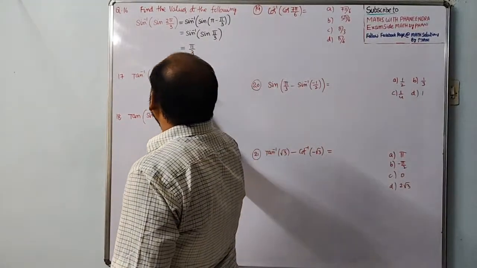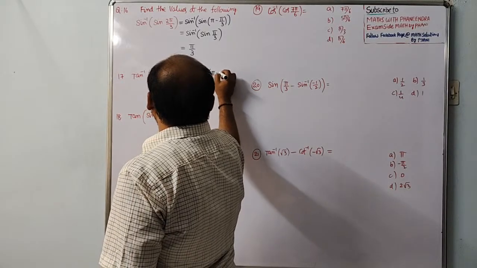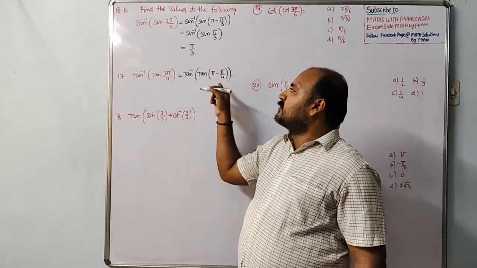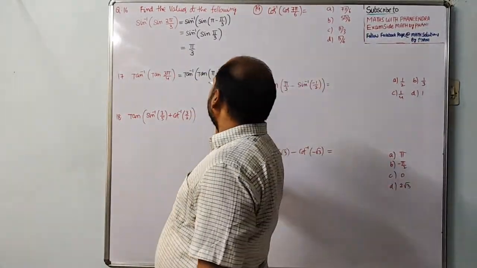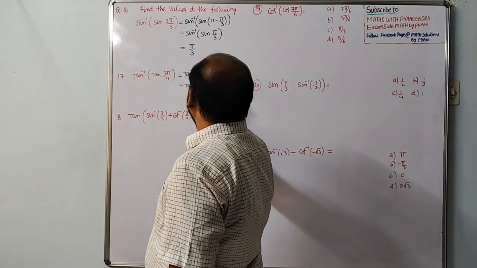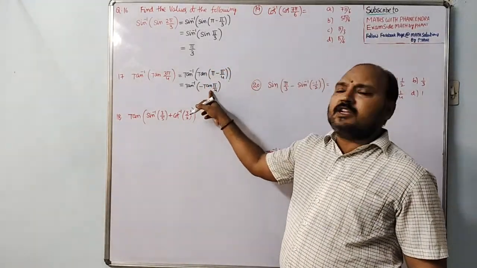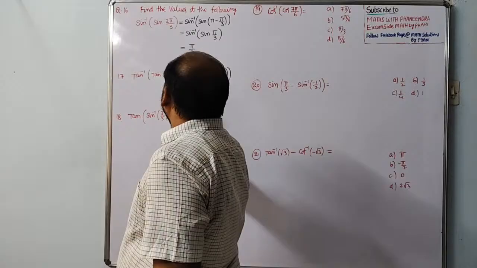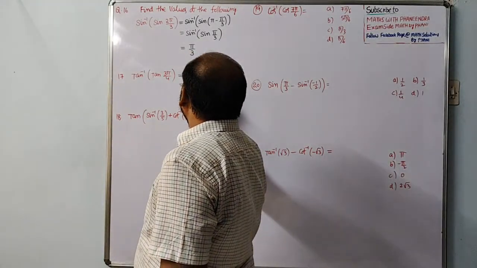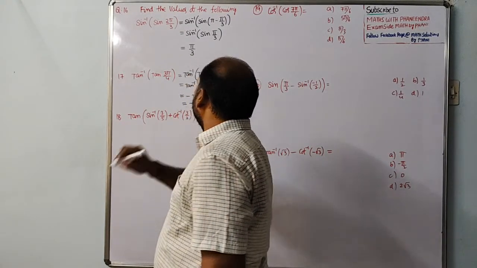Now come to here. Tan inverse of tan 3 pi by 4 can be written as pi minus pi by 4. Is it equal to 3 pi by 4 or not? 4 pi minus pi is 3 pi only. So tan of pi minus theta, tan inverse of minus tan pi by 4. Okay, what is tan pi by 4? 1. Otherwise, tan inverse of minus tan inverse of tan pi by 4. That is equal to minus pi by 4.